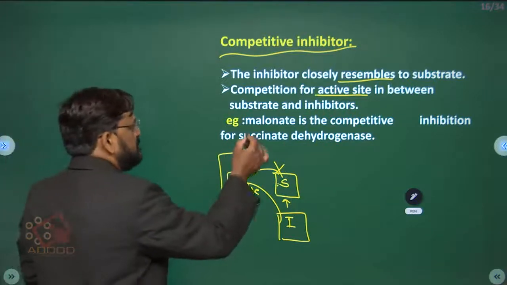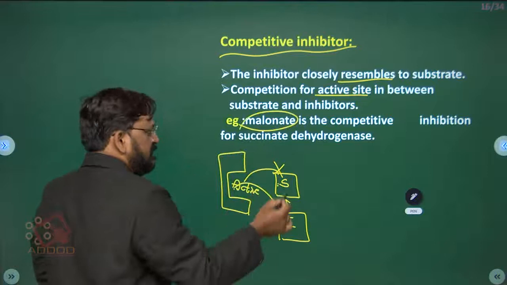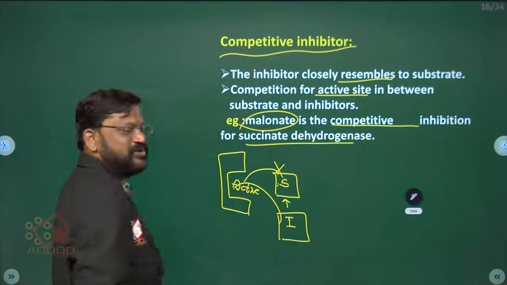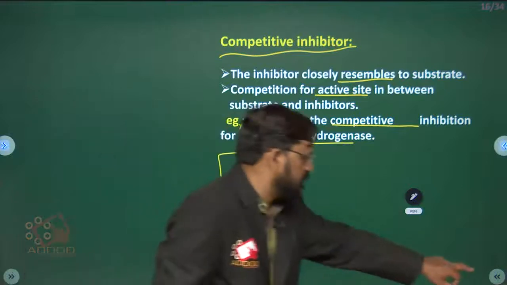A very good example is malonate, which is a competitive inhibitor of an enzyme called succinic dehydrogenase. That is called a competitive inhibitor.